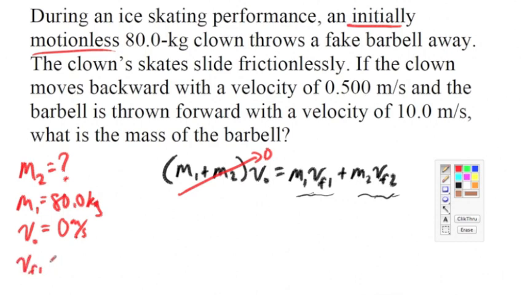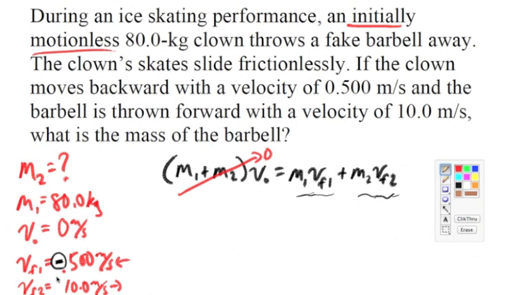We know that v final 1 for the clown has to be 0.5 meters per second. And let's say that this is to the left. The barbell is thrown forward with 10 meters per second. Let's say that's to the right. Now, it doesn't matter which is left or right, but it's important that one of those is opposite. And since we have opposites here, one of these needs to be a negative. So let's make sure that we include that. Will you always have a negative in problems? No, it's not guaranteed, but anytime we have opposite directions, then you should be looking to include that negative.